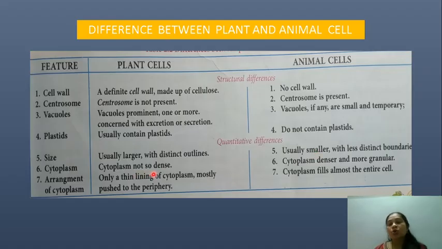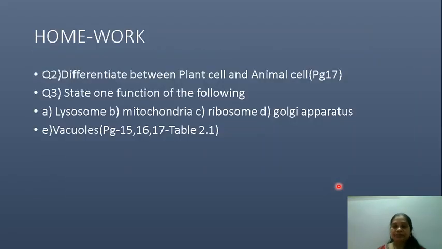In the animal cell, the cytoplasm is not so dense. Okay, it is spread out. But in the plant cell the cytoplasm is dense, more closer to each other and with more grains, granular. Now, the arrangement of the cytoplasm: a thin lining of cytoplasm, mostly pushed to the periphery. Even if the cytoplasm is there, it is all very thin. But in the case of the animal cell, it almost fills up the entire cell. Okay, so that's the difference between the plant cell and the animal cell.